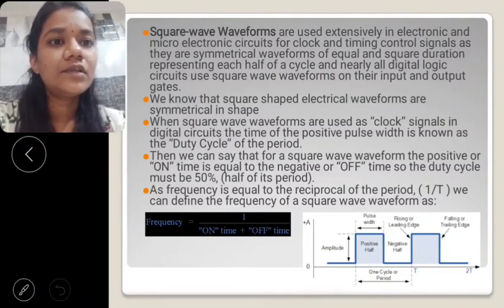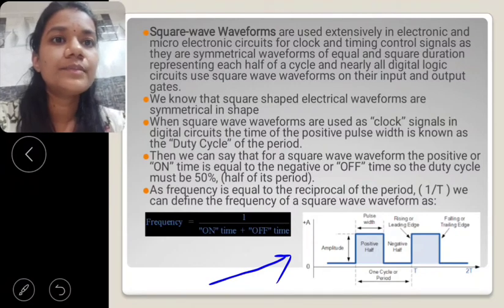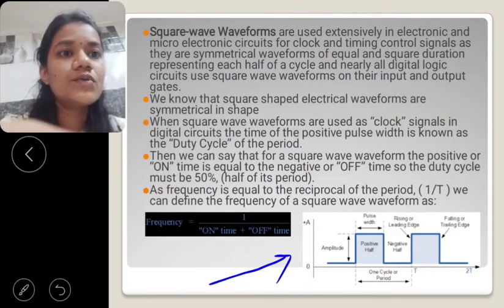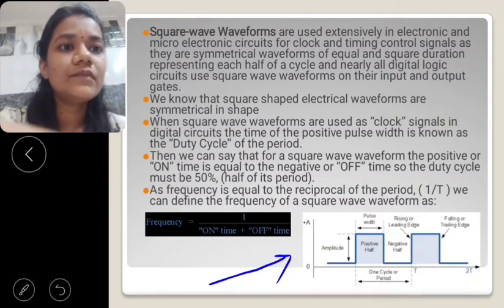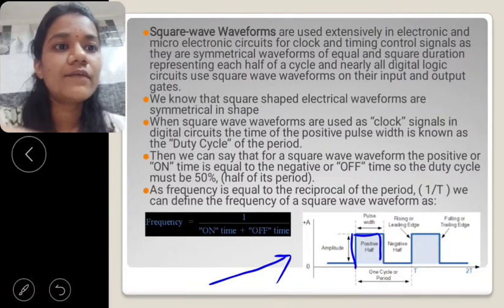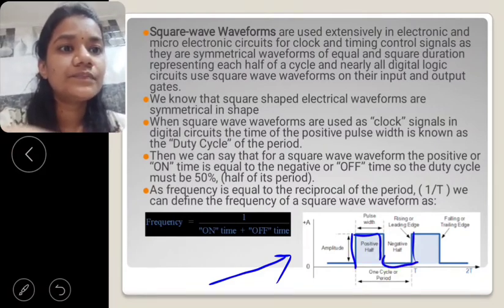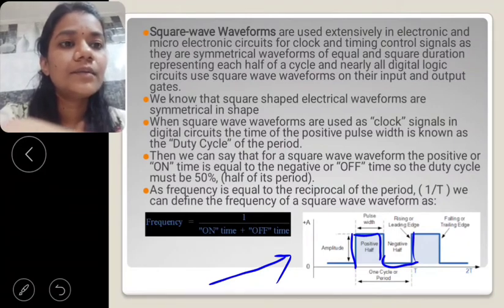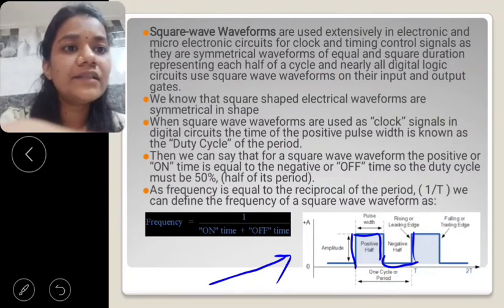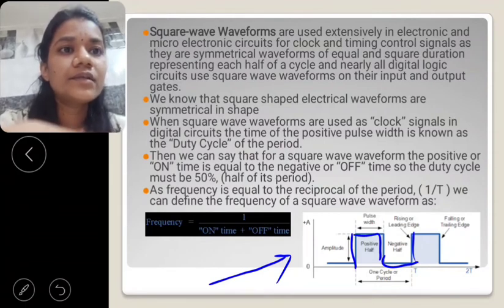Now here you can see the image of a square waveform. This one is your positive half, and this is your negative half. By combining this positive and negative half, we get one cycle of the period.